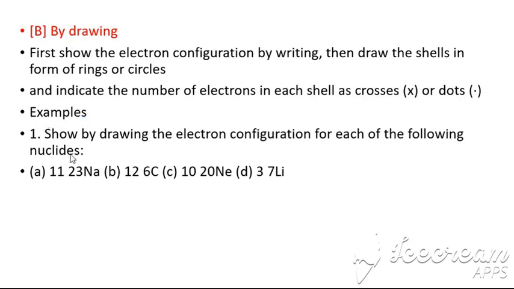Examples: show by writing the electron configuration for each of the following nuclides. There is this one for sodium, we have for carbon, neon, and lithium. Okay, so let's do it now. Let's try to show how this thing is done. Okay, so the first one is for sodium.